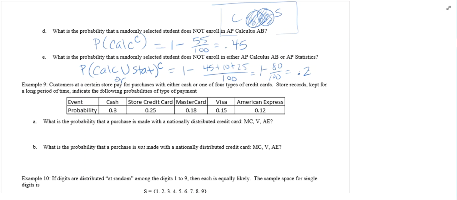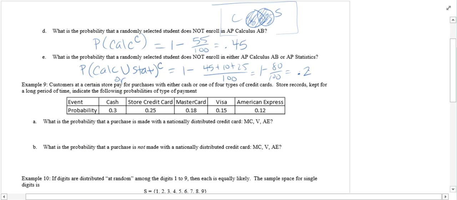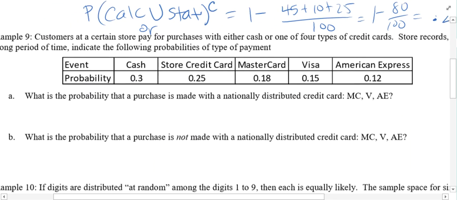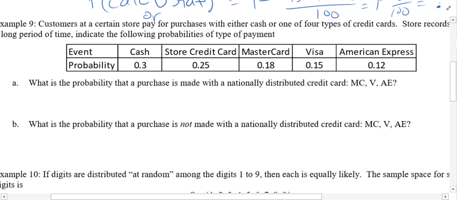All right, example 9. Customers at a certain store pay for purchases with either cash or one of 4 types of credit cards. Store records kept for a long period of time indicate the following probabilities of type of payment. What is the probability that the purchase is made with a nationally distributed credit card, MasterCard, Visa, or American Express? So here we're assuming that they only pay one way. They're not splitting their charge multiple ways, okay? So they're only paying with one card.